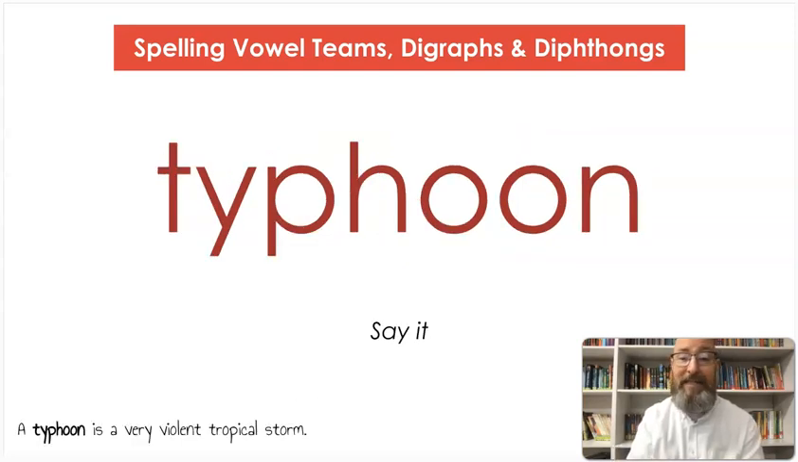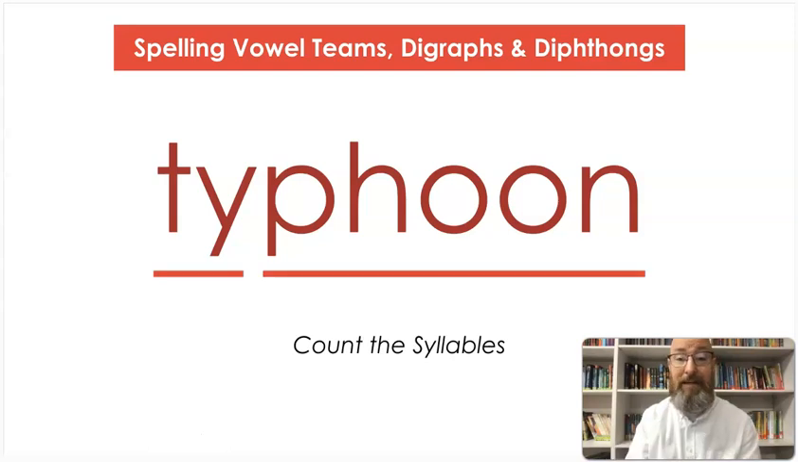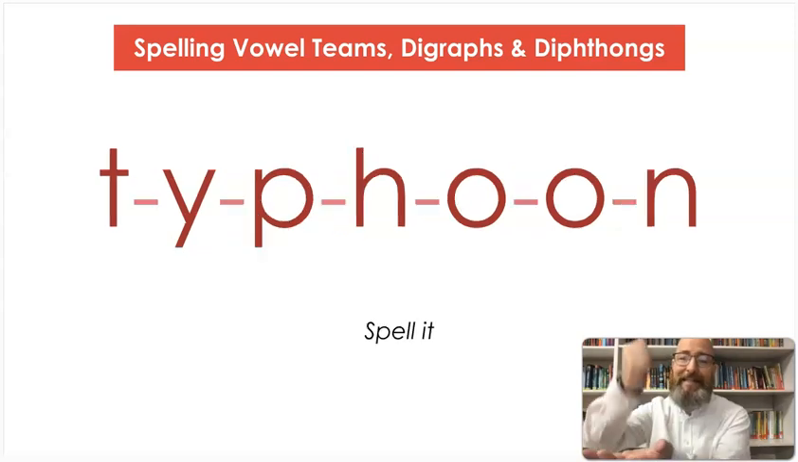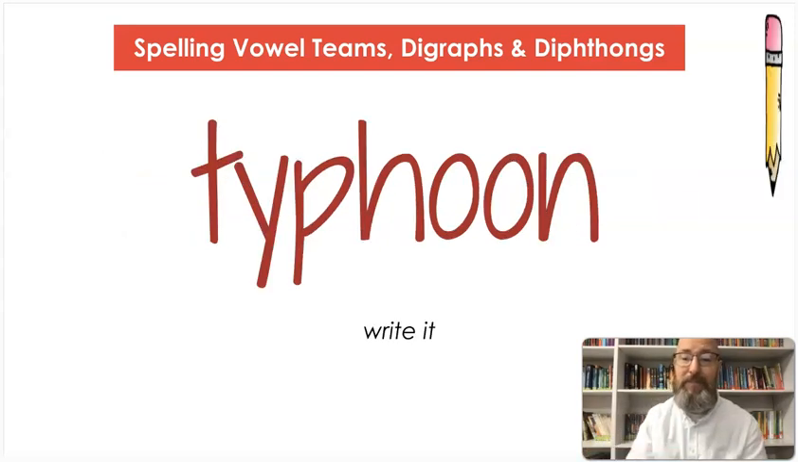Our next word is typhoon. Say typhoon. A typhoon is a very violent tropical storm. Let's count the syllables. Typhoon. Typhoon. Let's spell it. T-Y-P-H-O-O-N. Typhoon. And let's write it.